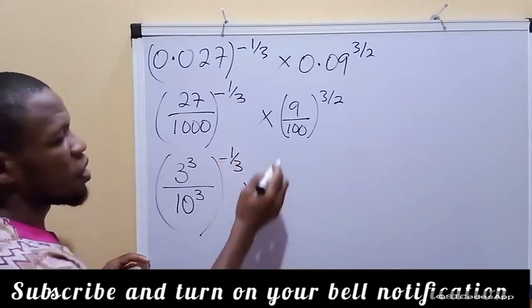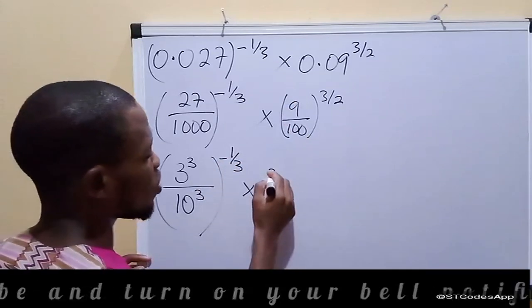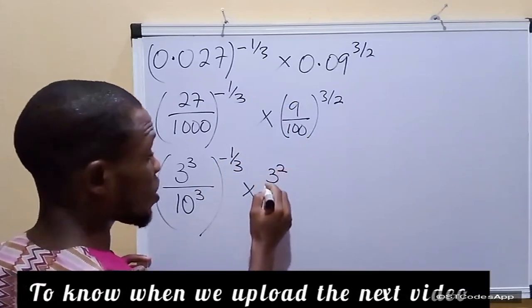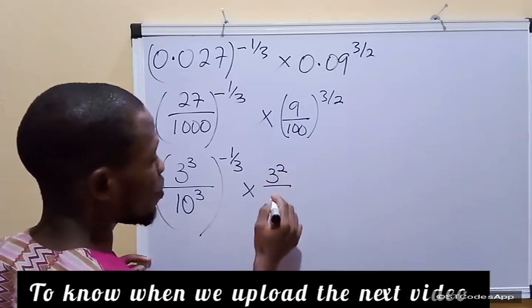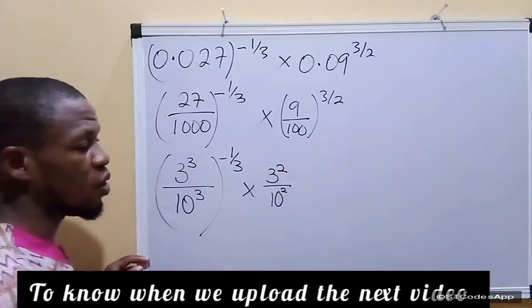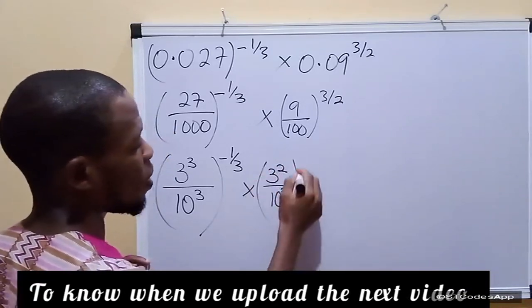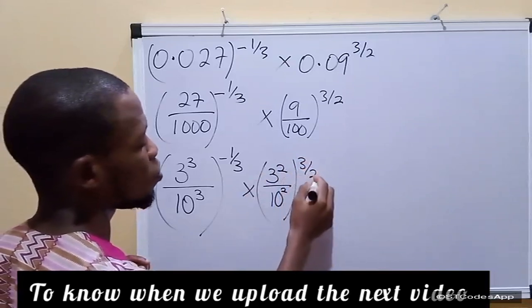times, if you look at this number here, 9 is the same thing as 3 raised to the power 2. That's 3 times 3, 9. And 100 is the same thing as 10 raised to the power 2, which is 10 times 10, 100. All raised to the power 3 over 2.